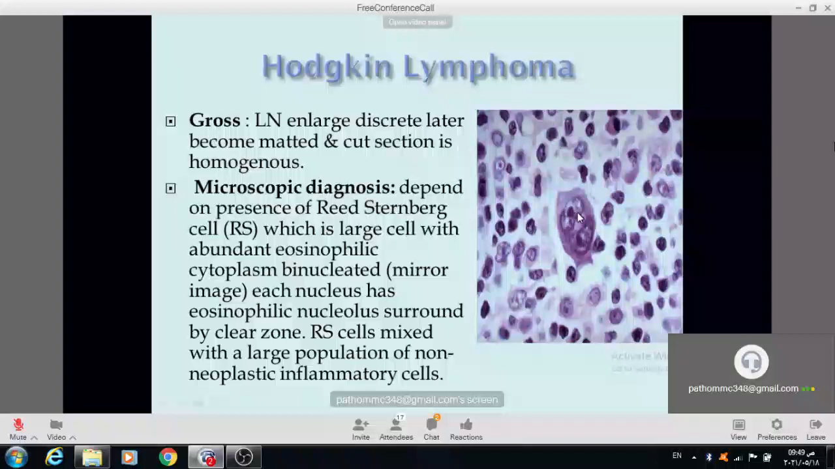This is one lobe of the nucleus and this is the other lobe, and they have a prominent nucleolus. You can see this is the nucleus and this is the nucleolus, and they have abundant cytoplasm, okay? They are large cells with an eosinophilic cytoplasm. You can see the cytoplasm, and the nucleus is binucleated and the two halves are mirror images of each other.